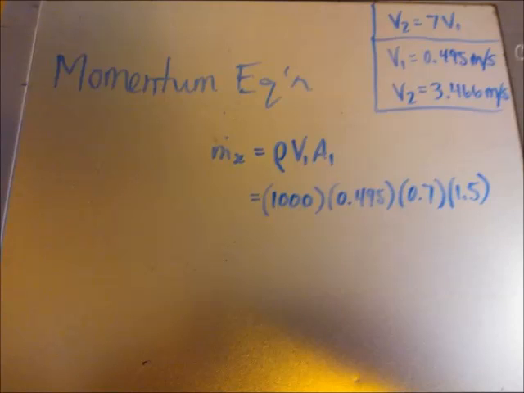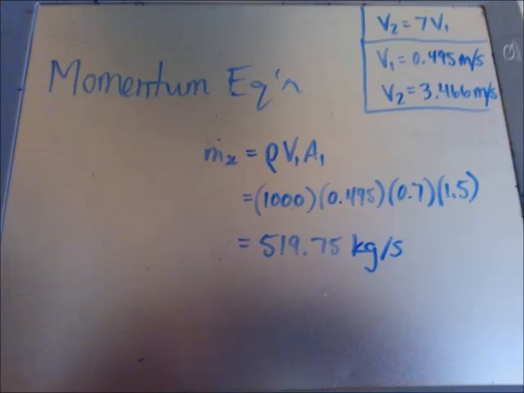First we'll figure out the mass flow. Equation for mass flow is density times the velocity at a particular point times the area at a particular point. So that gives us the flow rate times the density in order to give us a mass flow rate. So subbing some values in, we have 1,000 kilograms per cubic meter times 0.495 meters per second times 0.7 meters times 1.5 meters, all multiplies out to give us 519.75 kilograms per second.